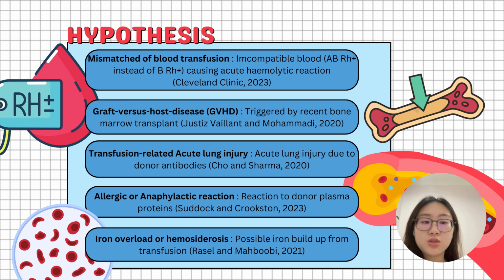Additionally, the breathing issue could be linked to transfusion-related acute lung injury, a serious condition caused by donor's antibodies interacting with Jack's white blood cells, leading to lung inflammation and impaired oxygen exchange. Lastly, iron overload or hemosiderosis could be a concern if Jack had received multiple transfusions recently, as excessive iron buildup can lead to organ damage, although this is less likely within the given timeline.